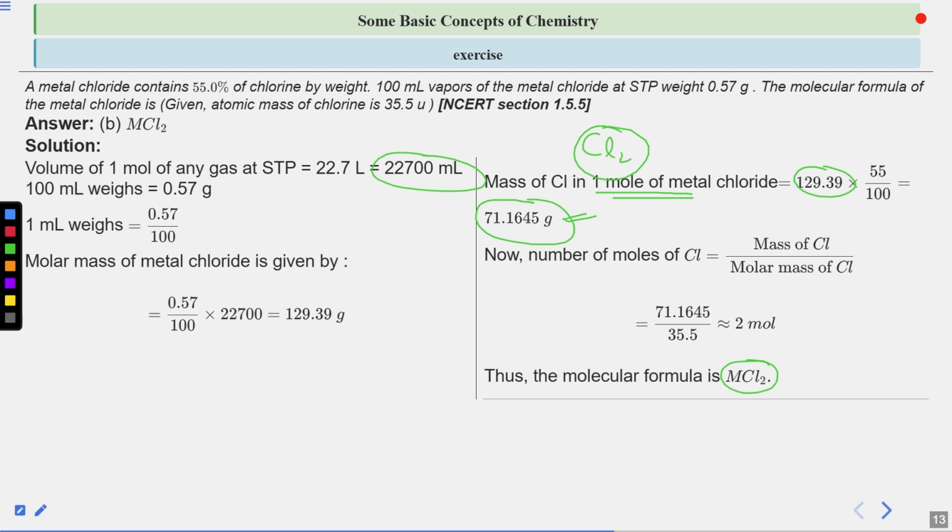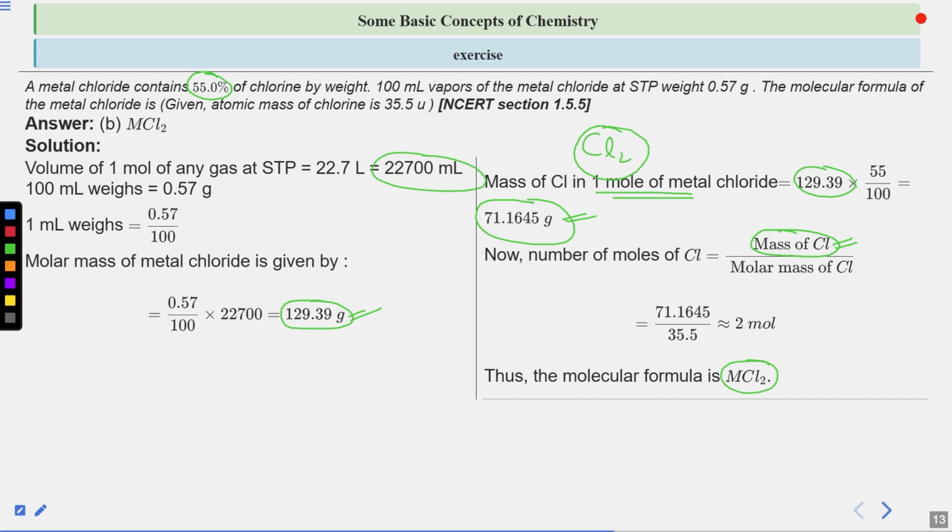So for the given metal chloride, the molar mass is 129.39 gram, and that is the mass of 1 mole. And in that 1 mole mass, we will have 55% chlorine. So that will give you the mass of chlorine in 1 mole of the metal chloride. Now, since we have the mass, we can easily calculate the number of moles. So molar mass is being calculated here.